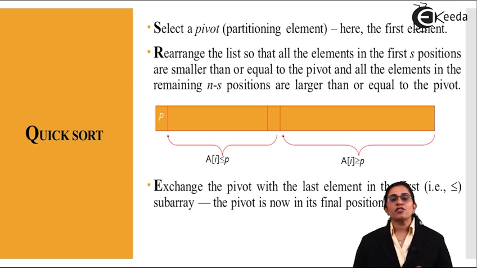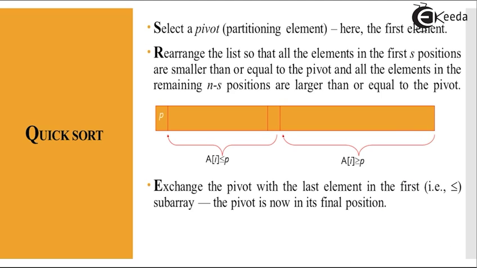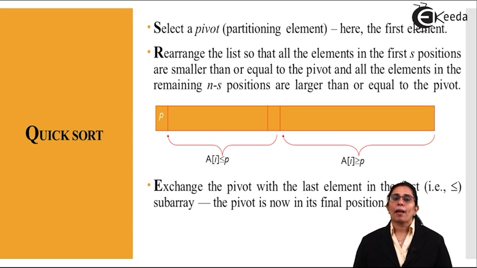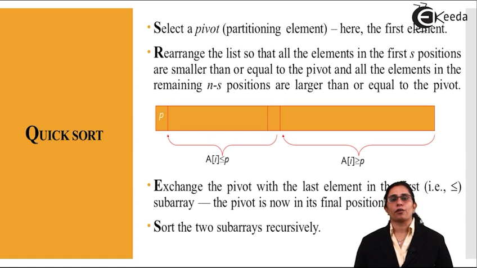Now exchange the pivot with the last element in the first, that is the less than or equal to, subarray. The pivot is now at its final position, that is, after the first iteration my pivot reaches its fixed position. So one element in my array has got its final position, and that is known as the split point, and all the elements to the left and right need to be sorted in a similar manner with the recursive algorithm of quick sort. And after that we sort the two subarrays recursively.